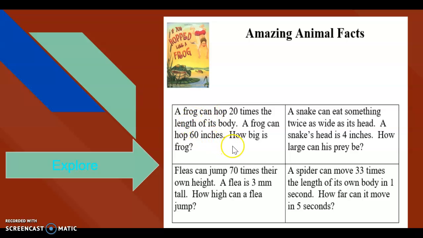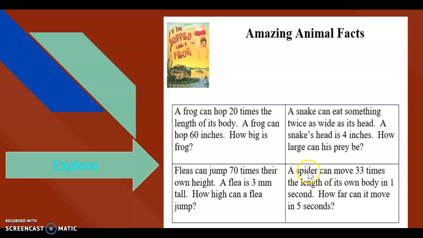This part right here says, a frog can hop 20 times the length of his body. A frog can hop 60 inches. How big is the frog? And below that, fleas can jump 70 times their own height. A flea is 3 millimeters tall. How high can a flea jump? At the top, a snake can eat something twice as wide as his head. A snake's head is 4 inches. How large can his prey be? And at the bottom, a spider can move 33 times the length of his own body in 1 second. How far can it move in 5 seconds?